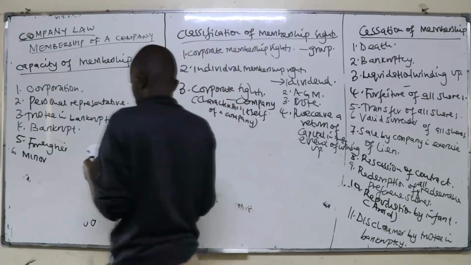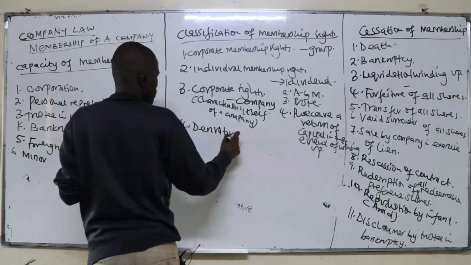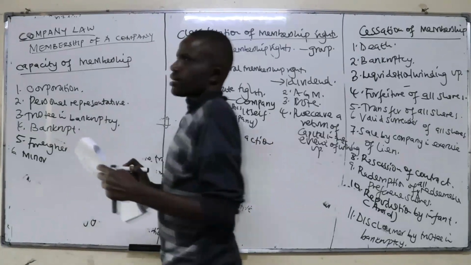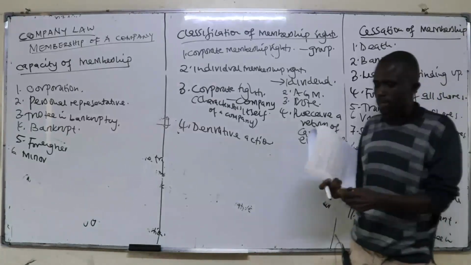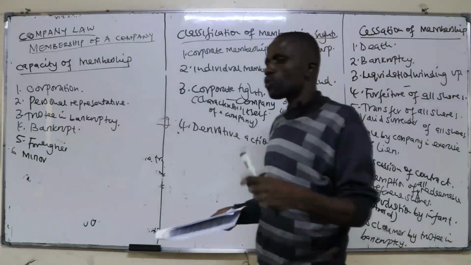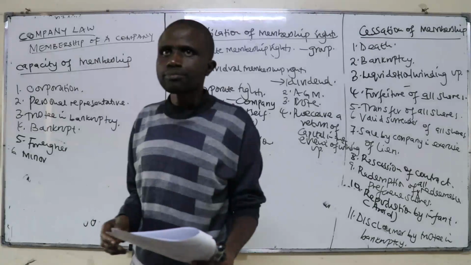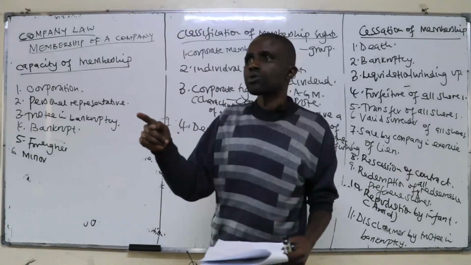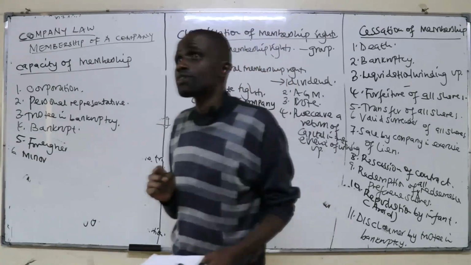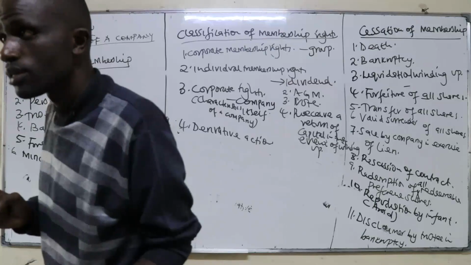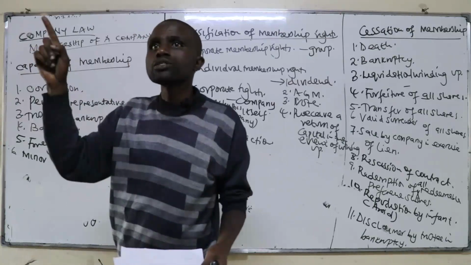Derivative action. I'll discuss the case of derivative later, but derivative action simply means when an individual member can sue on behalf of the company. Who should sue? First of all, who has the right to sue? The company itself. Does it have the capacity to sue and be sued? Yes. So it's the company which should sue.